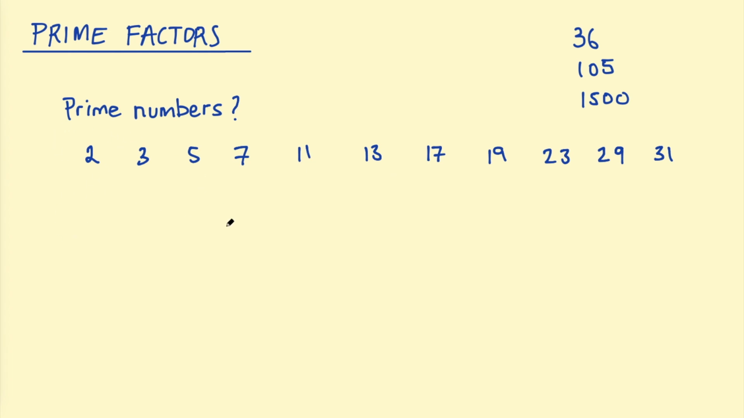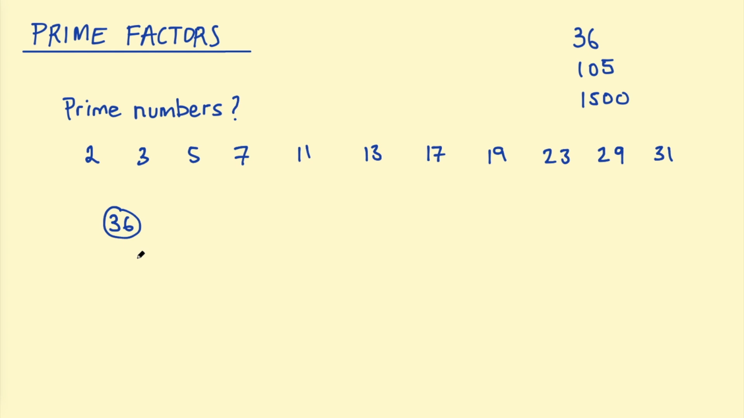Okay, so we have this list of the smaller primes, and in fact, we won't have to go up to 31. We'll probably only need these 4 here, 2, 3, 5, and 7. And to find the prime factors of a number, you firstly want to start by dividing it by whichever number you think it will divide by evenly. So let's start with 36.